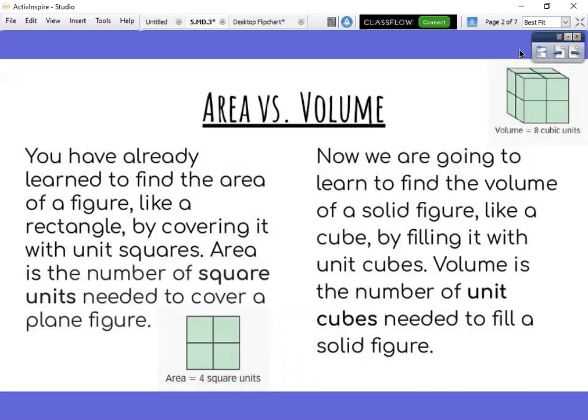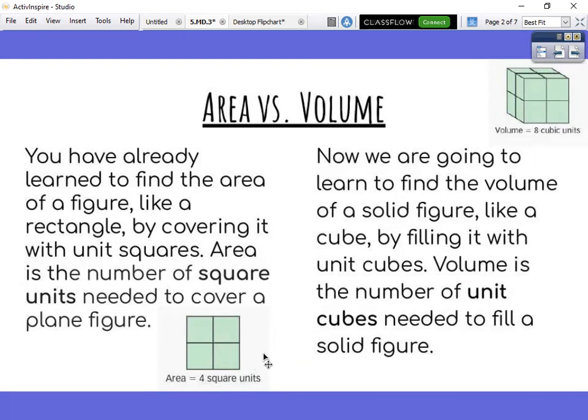Area versus volume. In fourth grade, you already learned to find the area of a figure, like a rectangle, by covering it with unit squares. Area is the number of square units needed to cover a plane figure. We have a square, and it would take 4 unit squares to cover the entire square. So that's why our area is 4 square units.